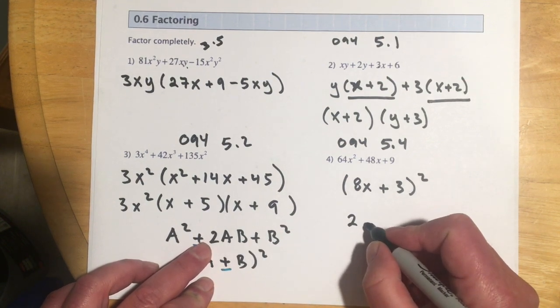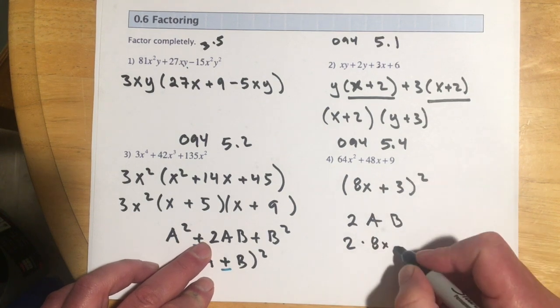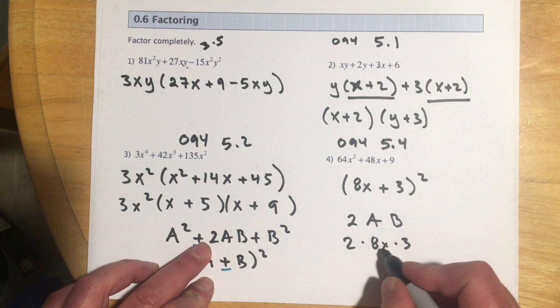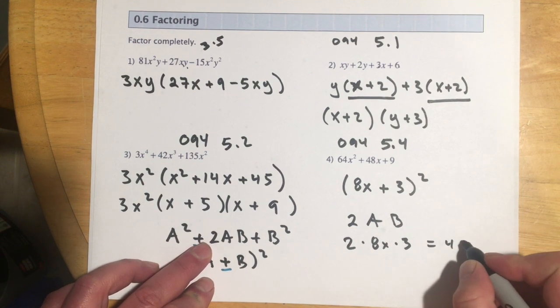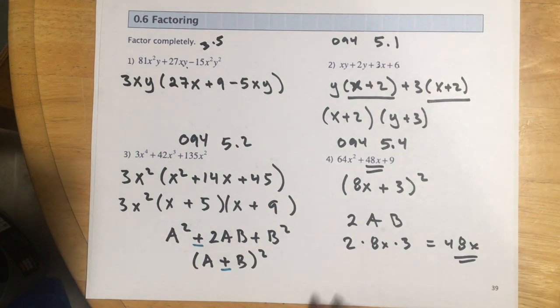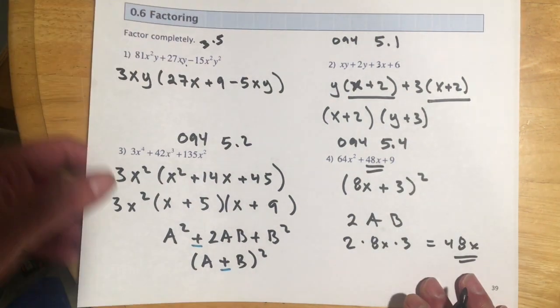2ab, so 2ab would be 2 times 8x times 3. So I'm just going 2 times this, and that gets me 6 times 8. There's our 48x that we're supposed to have in the middle. So that's that kind. Again, section 5.4, if you want to take a look at some more of those.